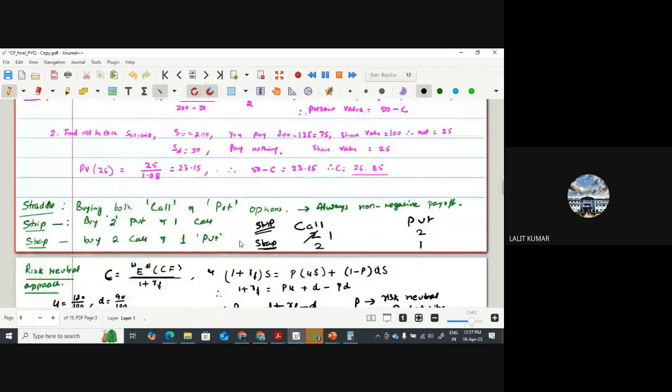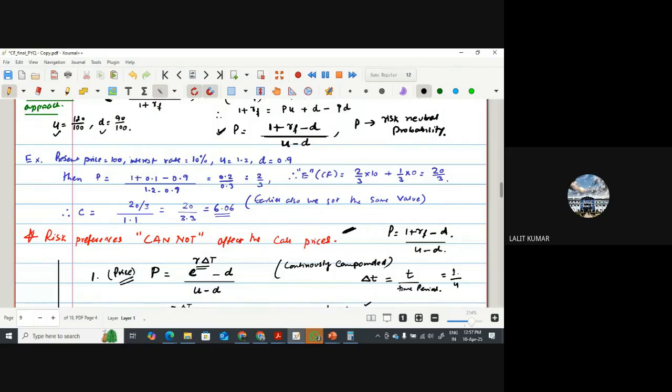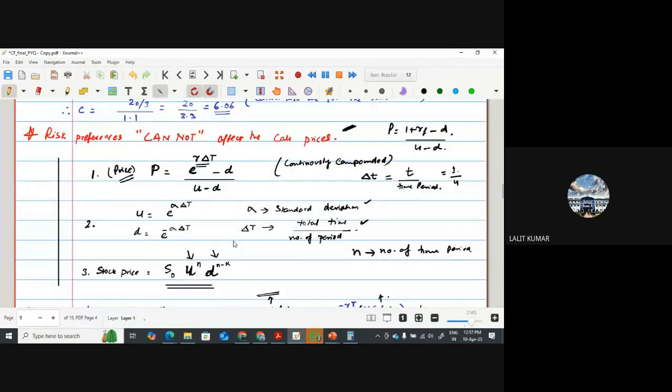Then there is the risk-neutral probability. Remember this formula: (1 plus RF minus D) divided by (U minus D). And then there are these three formulas: this one is for the price, (e to the power R delta T minus D) divided by (U minus D), and then U and D when the standard deviation is given.